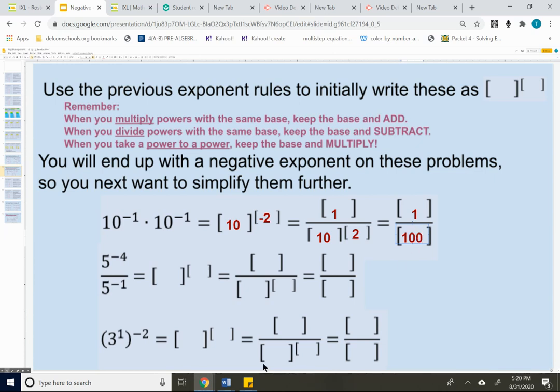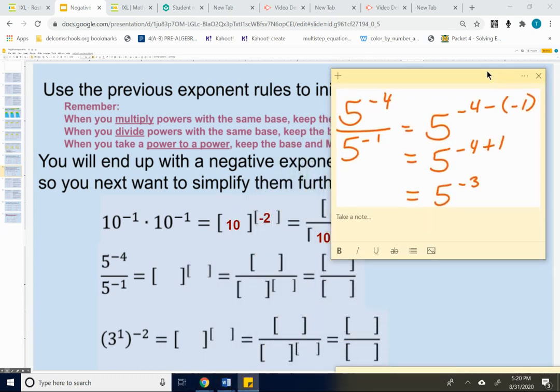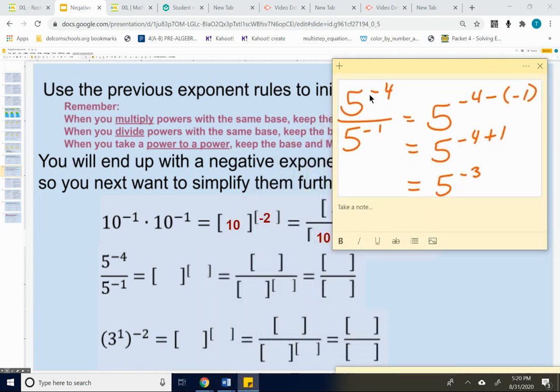Okay, the second problem, 5 to the negative 4 divided by 5 to the negative 1. Okay, when you divide, you need to subtract. So you're going to take negative 4 minus negative 1, top minus bottom. Okay, so negative 4 minus negative 1, you probably want to same, change, opposite that. So that becomes negative 4 plus positive 1.